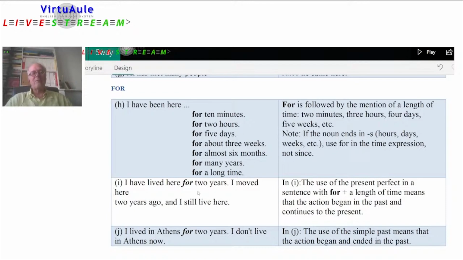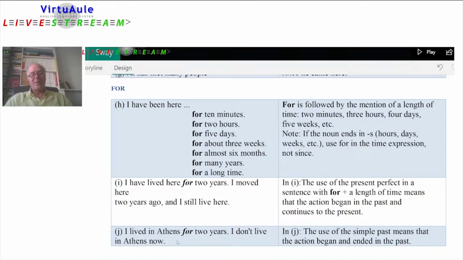I have lived here for two years. I moved here two years ago, and I still live here. So this is still present. The use of the present perfect in a sentence with for and a length of time means that the action began in the past and continues to the present. I would say that it's linked to the present. I still live here. It's true.